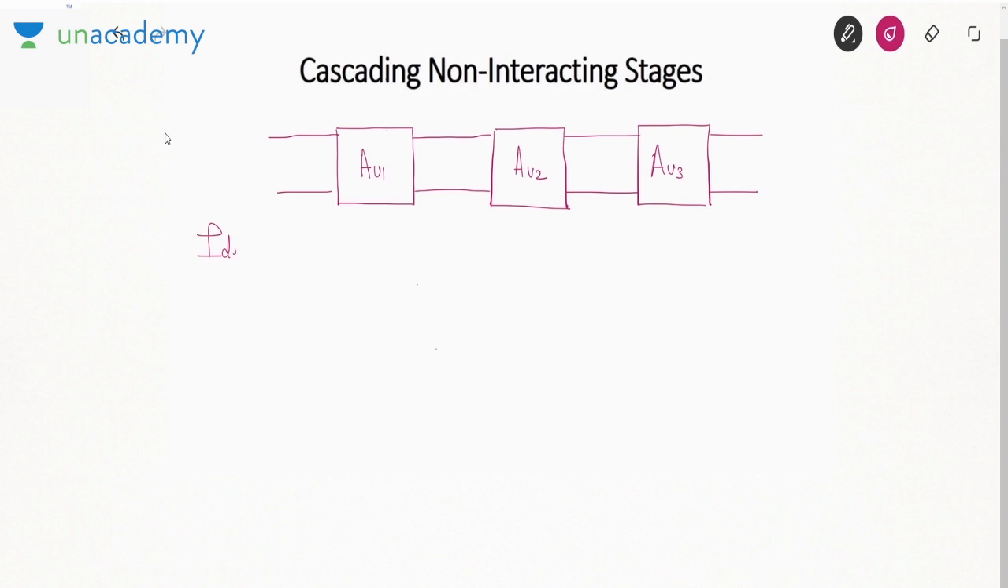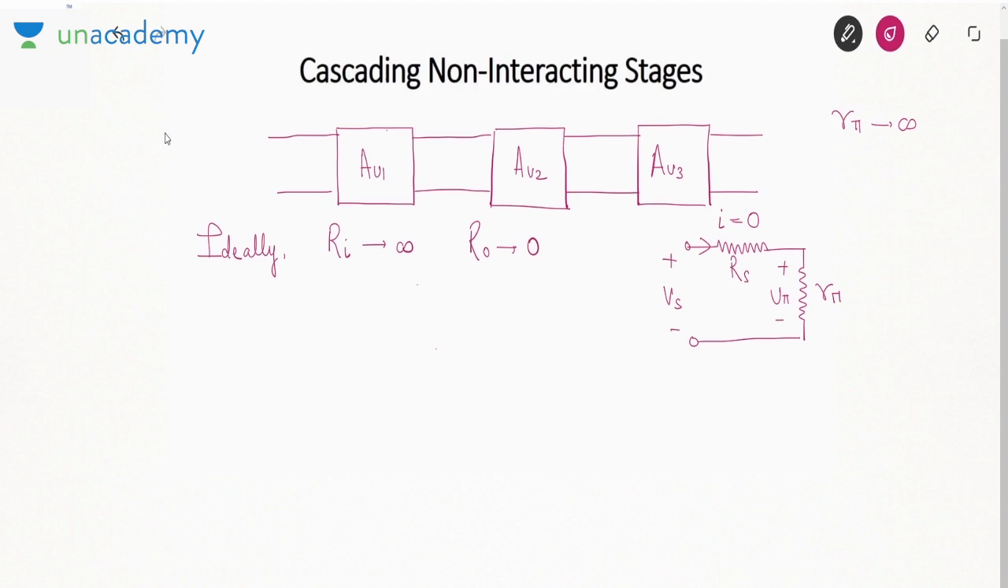So how can that happen? That can only happen when the input resistance of any stage tends to infinity and the output resistance tends to 0. If the input resistance tends to infinity, the input loop will be open circuited. What I mean to say is, suppose I draw a simple circuit. Suppose this is the resistance Rs, this is R pi, and this is Vs. So what will happen if R pi tends to infinity? The current input to this stage would be 0. So that is meant by non-interacting stages: the next stage should not draw any current from the previous stage.